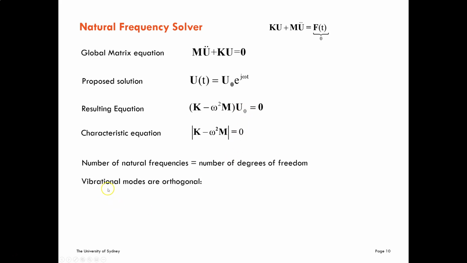Some mathematical properties of these vibrational modes is that they are orthogonal. What does it mean? It means that they satisfy this property. The dot products between the vibrational modes are orthogonal with respect to the mass matrix and orthogonal with respect to the stiffness matrix. These properties are going to be very useful in the derivation of the spectral response solver.